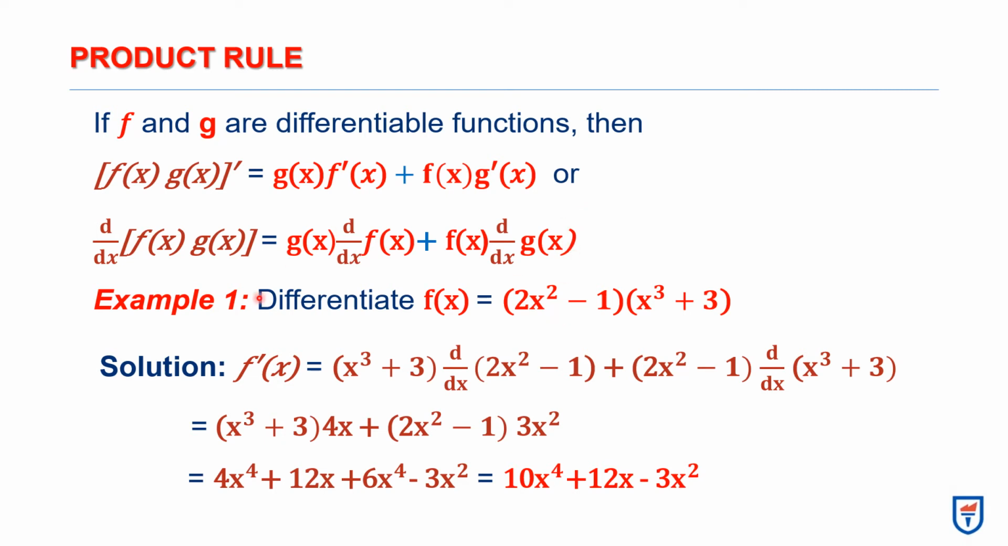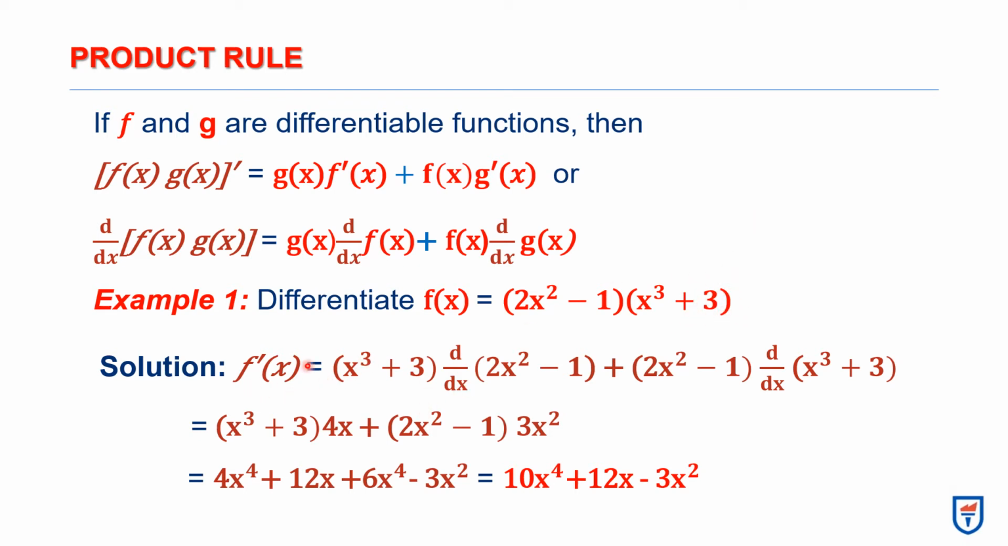For example, differentiate f(x) equals 2x squared minus 1 times x cubed plus 3. If you check these two functions, there are two functions multiplying with each other. So we can label one of the functions as f(x) and the other one as g(x). When we label them, we substitute into the product rule formula. If we label the second one as our g(x), the first one is our f(x).